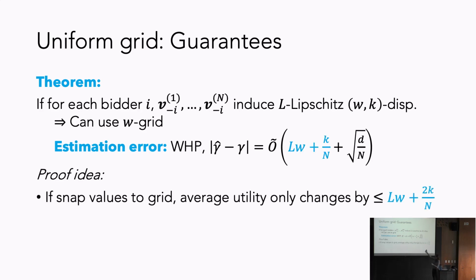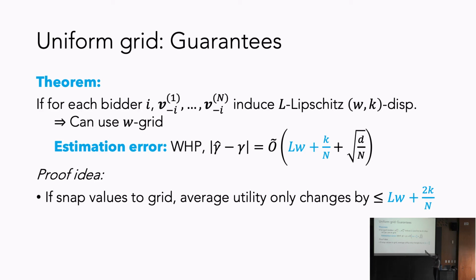Okay, so here's just the proof idea. Let's say that you take a value and a reported value, which are just somewhere in your evaluation space, and then you snap them to the W grid. Then you could imagine that average utility is only going to change by LW plus 2K over N, just because the utility functions are only going to change by that much.